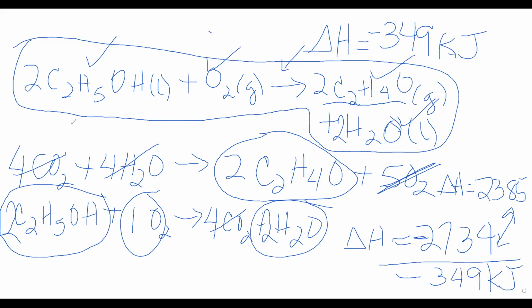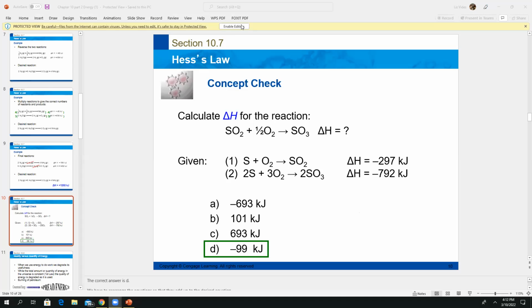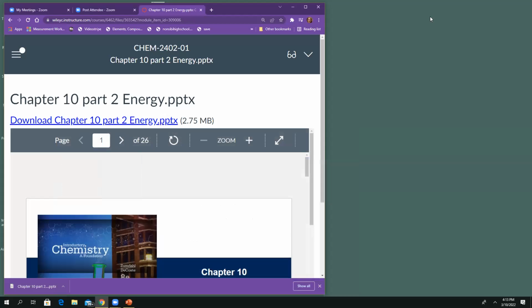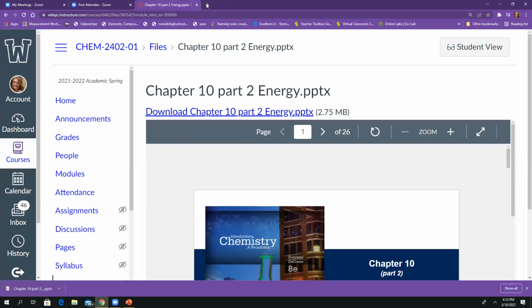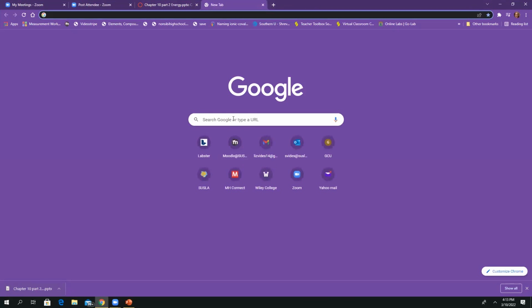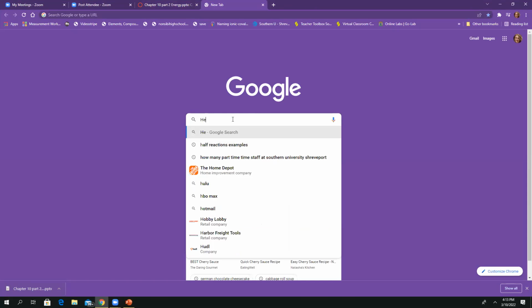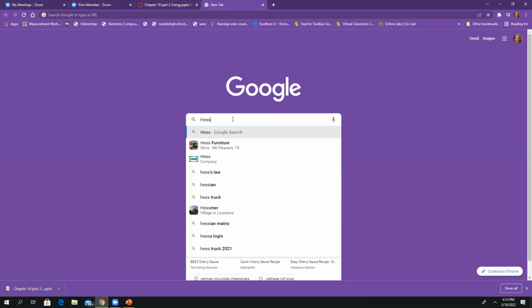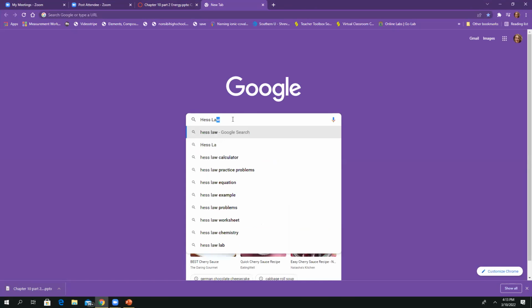So let's clear these and we're gonna go look for some more problems. I'm gonna stop this share and do a new share, back to the screen, so we can go look for some Hess's problems. All right, so we're going to click here and we're going to go on this one. Boom. And we're going to look for Hess's law problems or Hess's law worksheet. Practice problems. Here we go.